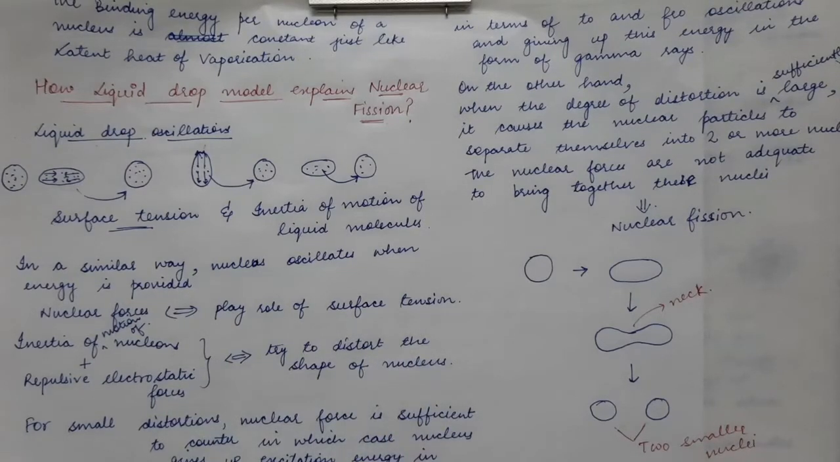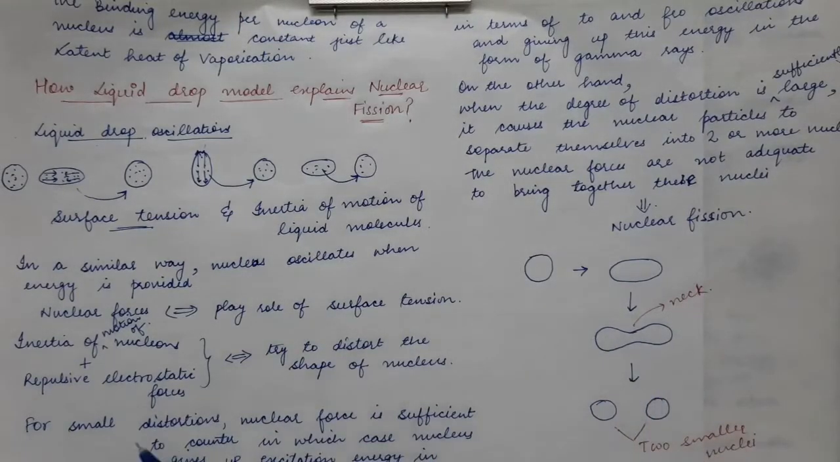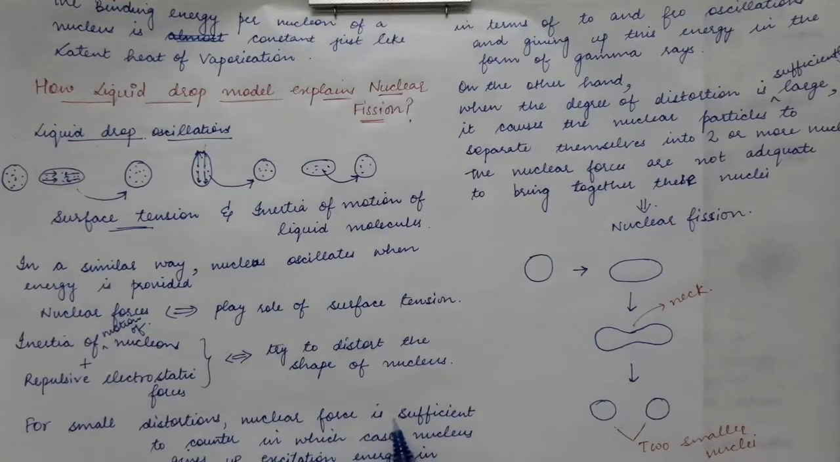So for small distortions, which means when the energy that is imparted to the nucleus is very small, the nucleus will be distorted by a very small amount. For small distortions, the nuclear force is sufficient to counter, that is, to bring back the nucleus into the spherical shape.